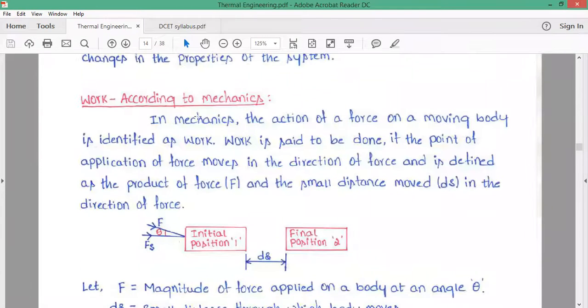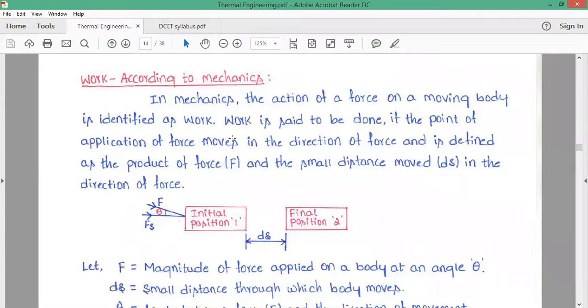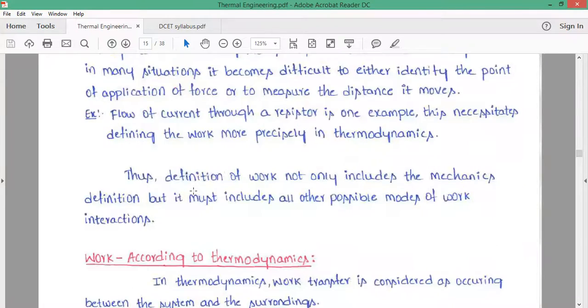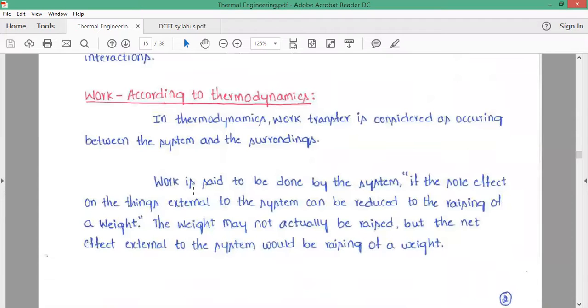See here, in mechanics, the work is said to be done if the point of application of force moves in the direction of force. But in thermodynamics, it is very much impossible to determine the point of application of force, or sometimes the system may not change its position from initial state to final state. Hence, we may conclude that this definition of work according to mechanics is quite inappropriate. Therefore, we are going to define the work in thermodynamics in a broader way.